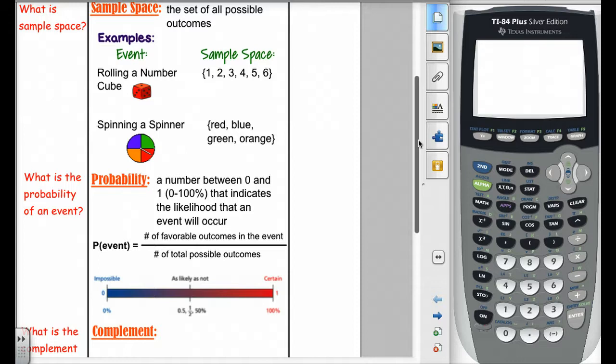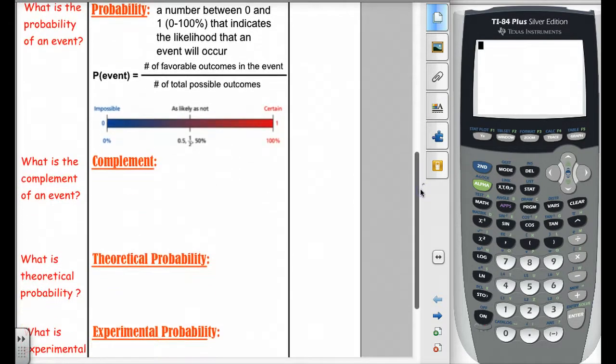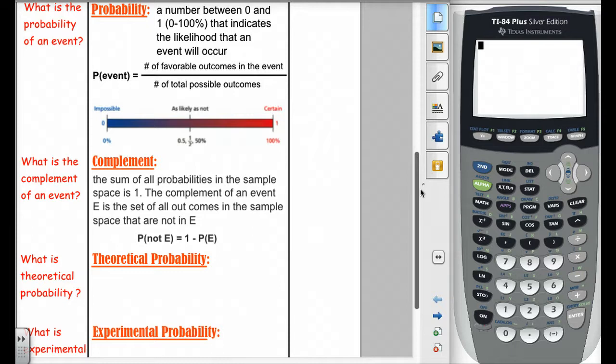And when we look at the probability of an event, we want the total number of possible outcomes in the denominator, and our number of favorable outcomes, or what we want to happen, to be in the numerator. Now, if we're looking at the complement of an event, the sum of all probabilities in the sample space is 1. Complement is the probability of it not happening, so 1 minus the probability of it actually happening.